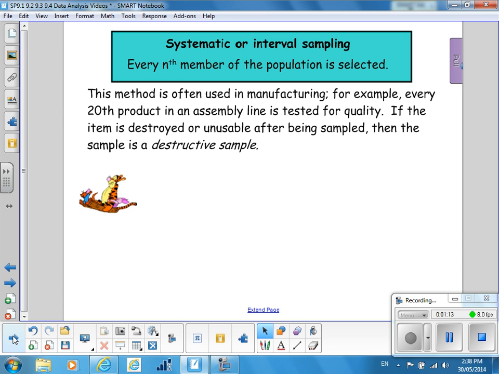Systematic or interval sampling. So every nth member of the population is selected. This method is often used in manufacturing. For example, every 20th product in an assembly line is tested for quality. If the item is destroyed or unusable after being sampled, then the sample is a destructive sample. For example, if you were testing the life of a light bulb, and you are picking every 20th light bulb out and testing it, you can no longer sell that light bulb because you're testing it for its life, so it's going to be dead by the time you are finished. So it is called a destructive sample.